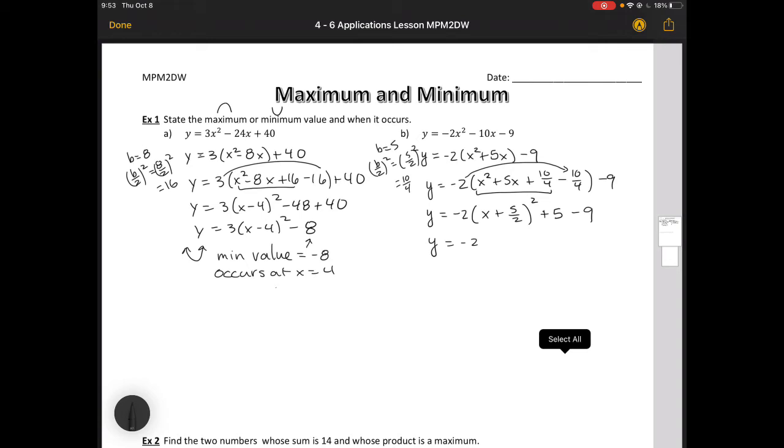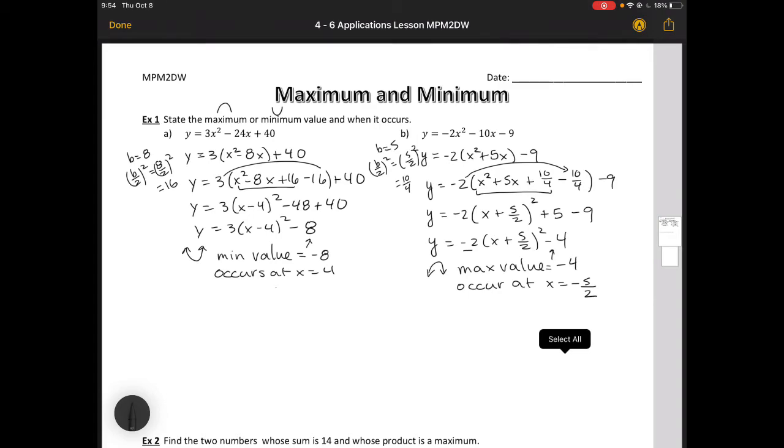And then I can combine those constant terms to get my final equation of a parabola in vertex form. And now I can investigate whether I have a maximum or a minimum. Because my parabola opens down, my a value is negative. I'm going to have a maximum value. And my maximum value is minus 4, which is just my k value at the end. And this is going to occur at the x value of my vertex, which is minus 5 over 2.